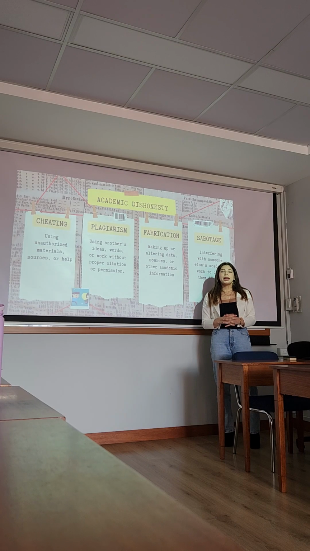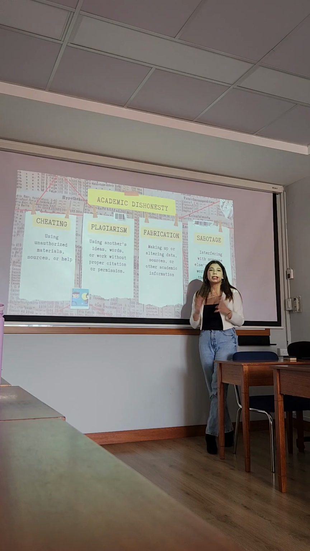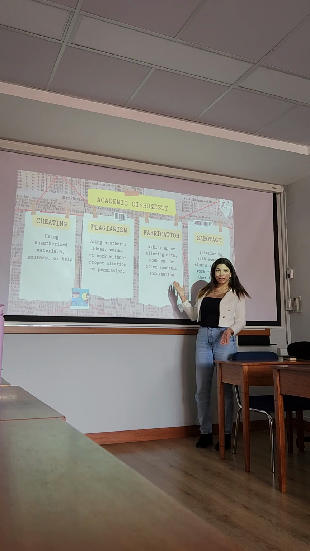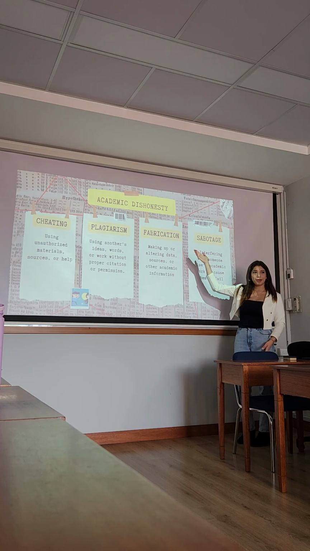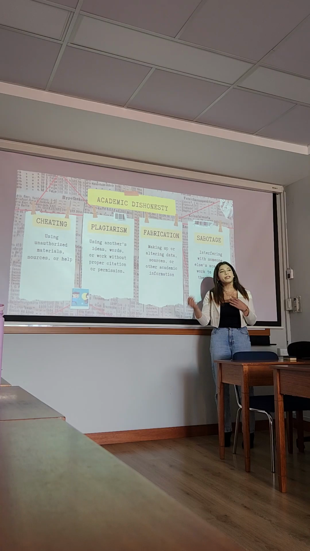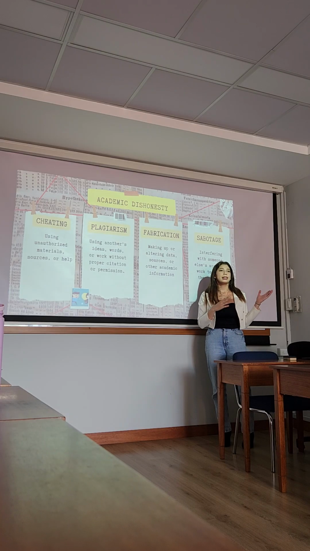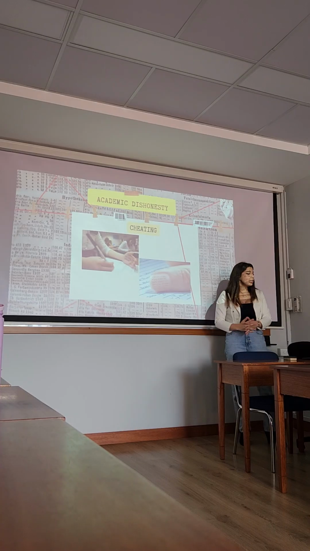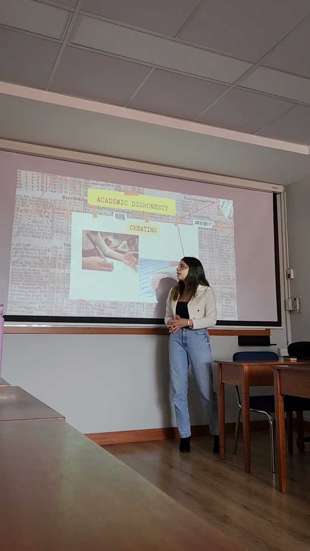So for example, if you have a physics project and you forget to measure something and you make that measurement up, that is fabrication. And it is a type of academic dishonesty. And finally, sabotage, which is when you interfere with someone else's work in order to get them to fail. So first, let's talk about, again, cheating.